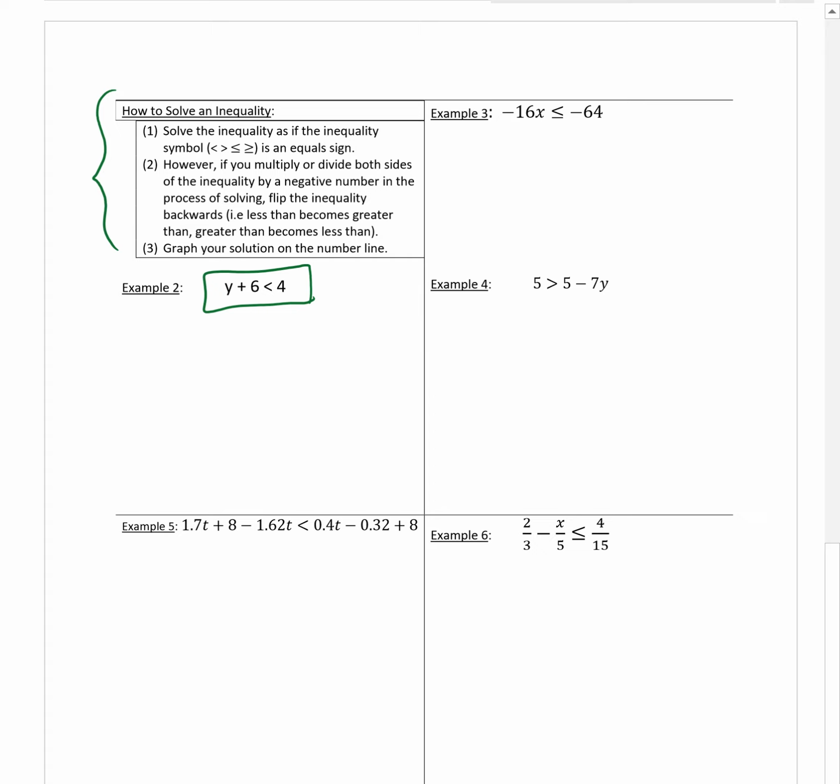It says here, how to solve an inequality. You're going to solve an inequality as if the inequality symbol, which is just the less than or the greater than or whatever, is an equal sign.